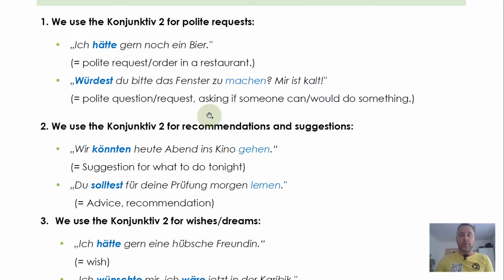Because the second use is recommendations and suggestions. So not only when you want to be polite, also if you want to give a recommendation or suggestion. Wir könnten heute Abend ins Kino gehen. So that's a suggestion for like, what are we going to do tonight? So we could go to the cinema tonight. Du solltest für deine Prüfung morgen lernen. So that's an advice, recommendation. You should learn or study for your exam tomorrow.